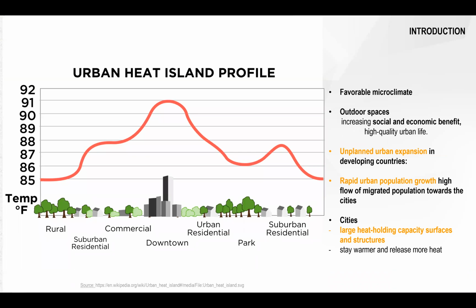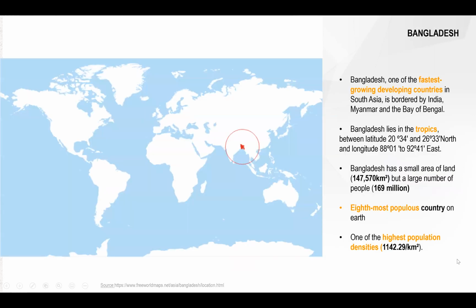A favorable microclimate is highly needed to enjoy the social and economic benefit of outdoor spaces. However, due to the unplanned urban expansion in developing countries, we are now observing rapid urban population growth, and cities are now having surfaces and structures with large heat holding capacity. Therefore, the temperature near the downtown or built-up area is much higher than the temperature of rural and suburban spaces, and this effect is called the urban heat island effect.